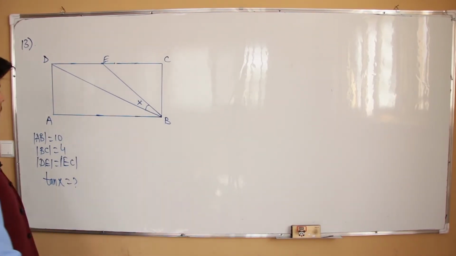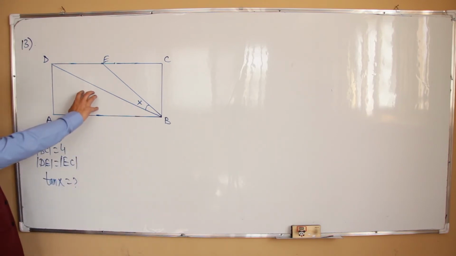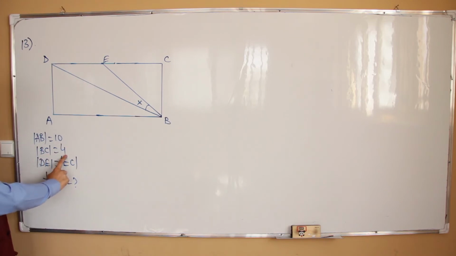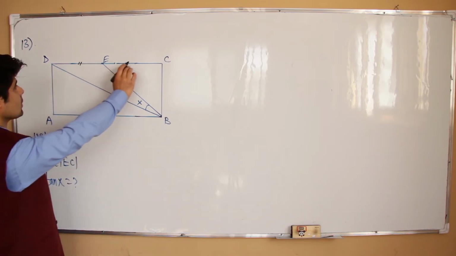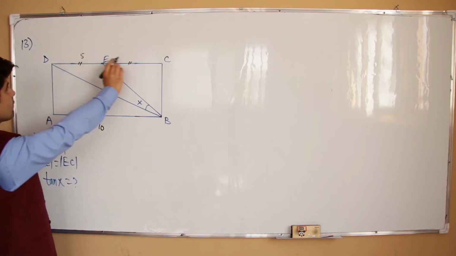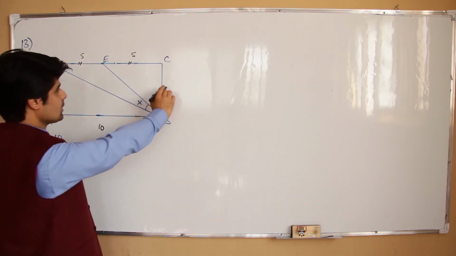Question number 13. In this diagram, you have to find tangent x. This is a rectangle in which AB, A up to B, is 10, BC is 4 units, and DE with EC, they are the same. They are equal. This side with this side. If this is 10, it would be 5. This one would be 5. Now BC is 4. This side is 4.